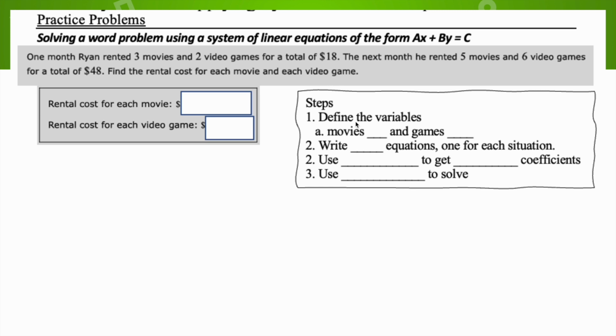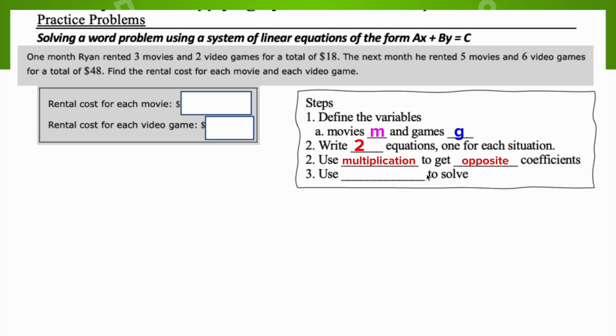So the first thing you want to do is define your variables. So movies, I'm going to say are M, and video games, I'm going to say are G for games. And we're going to write 2 equations, one for each situation. So one month he rented 3 movies and 2 video games. The next month he rented 5 movies and 6 video games. So 2 different situations.